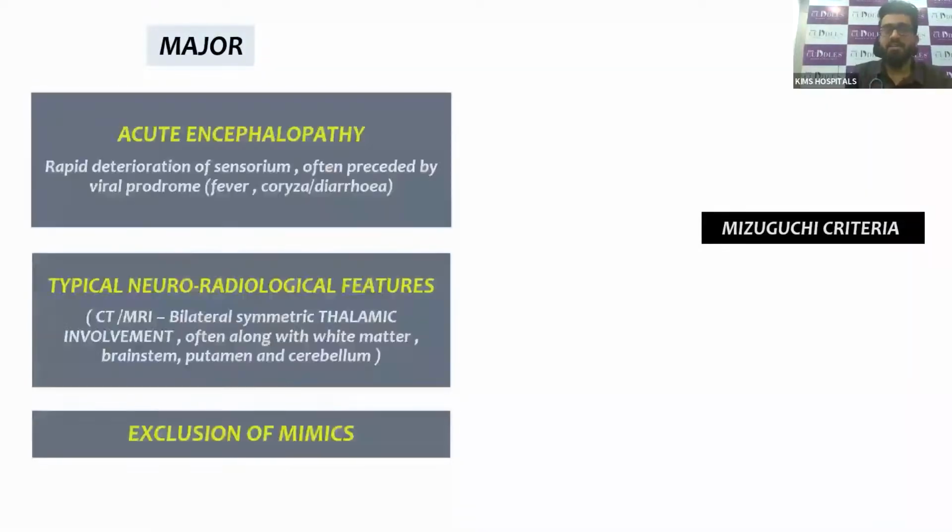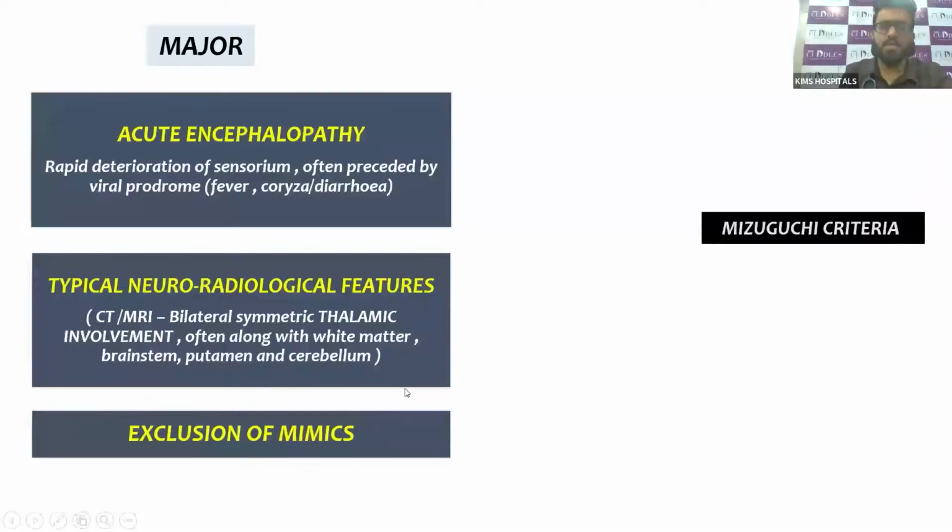So what is the diagnostic criteria? The diagnostic criteria is put forth by Mitsubishi criteria in 1997. You have major criteria 3. Major criteria is very simple. Acute encephalopathy, that can be in the form of rapid deterioration of sensorium, often preceded by a viral prodrome, with typical neurological MRI features, neuroradiological features, which can include CT or MRI suggesting bilateral symmetric thalamic involvement, along with white matter involvement, brainstem, putamen, and cerebellum. Here you see the mandatory feature is thalamic involvement. And the third criteria would be exclusion of mimics.